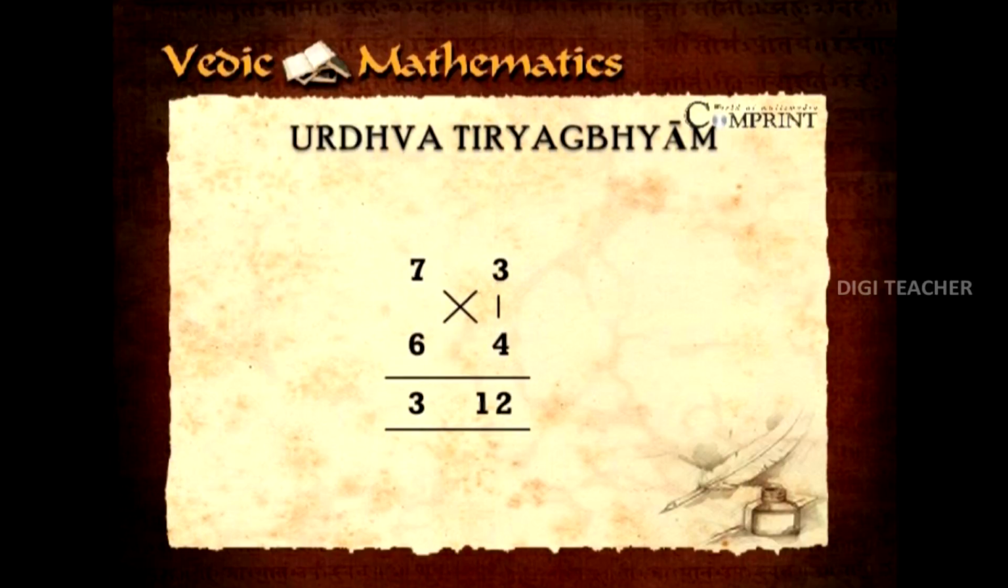Here, there is a carry. The 1 in the 12 goes over to make 3 into 4.